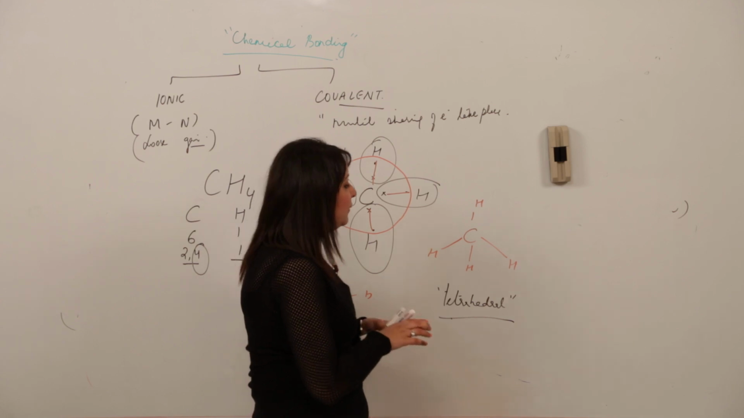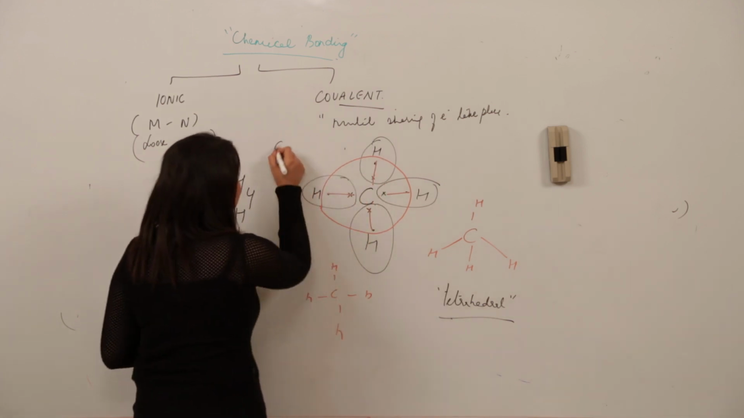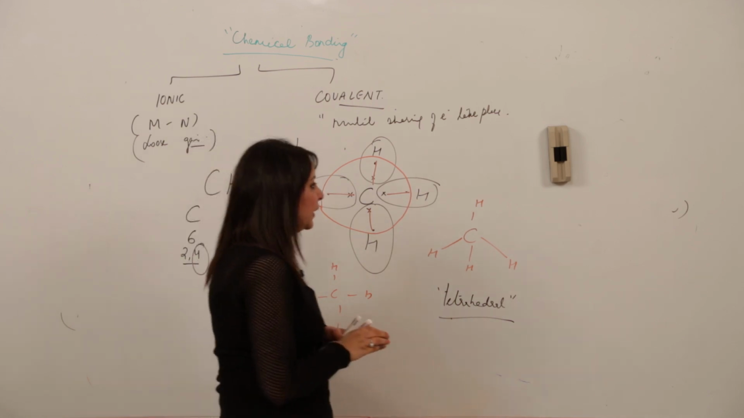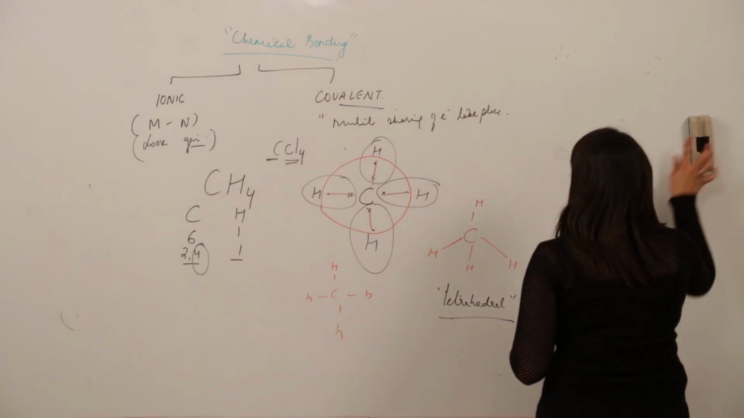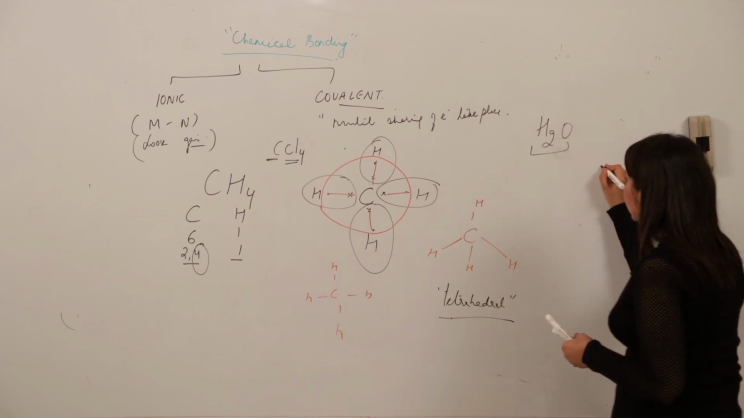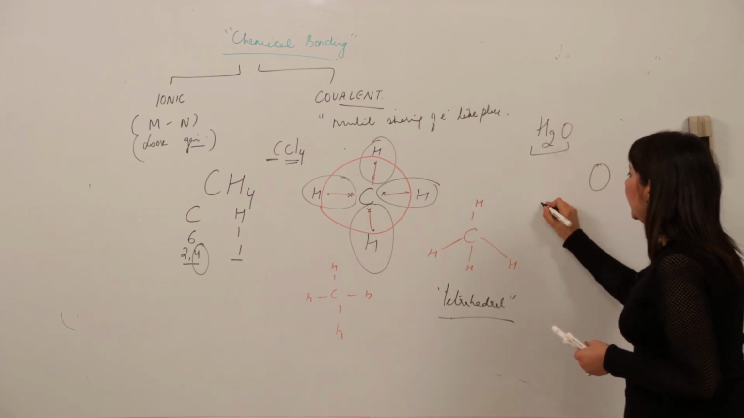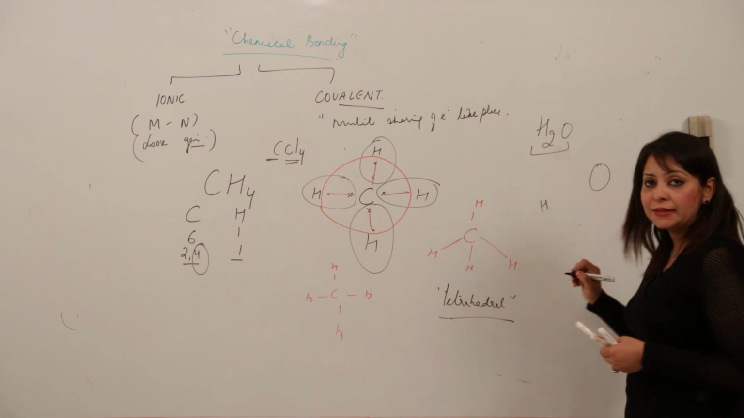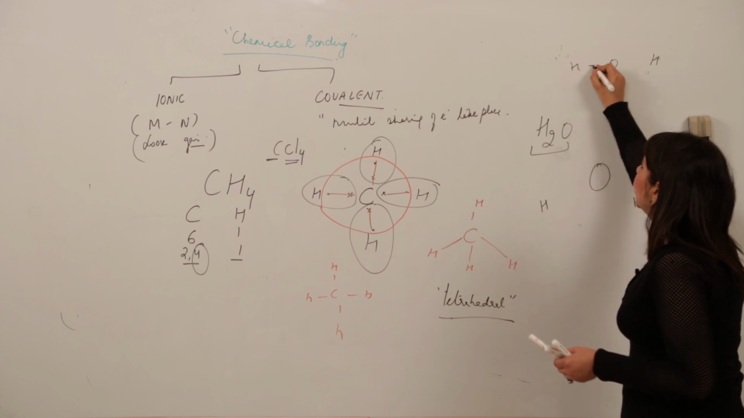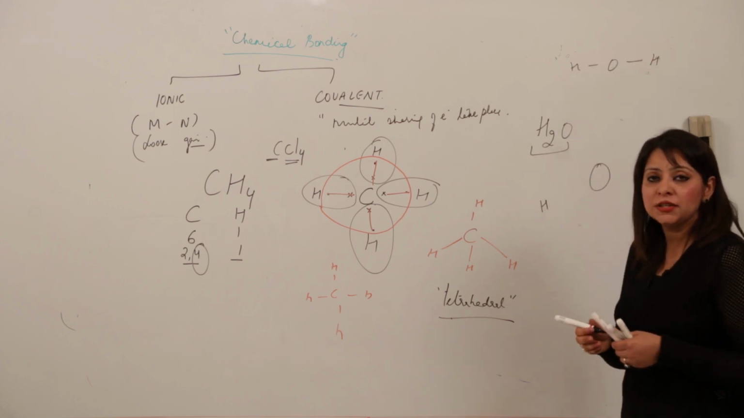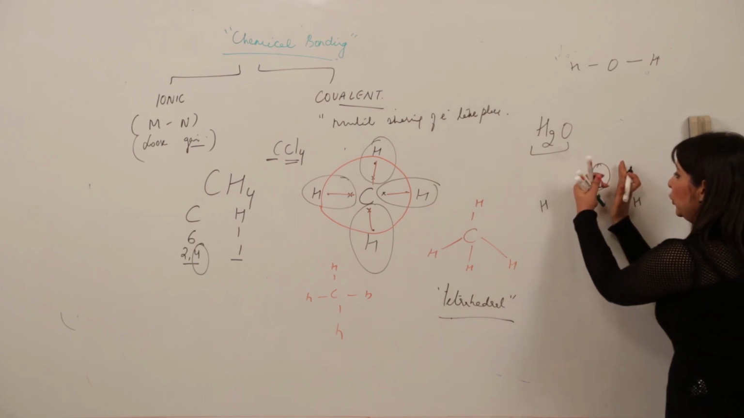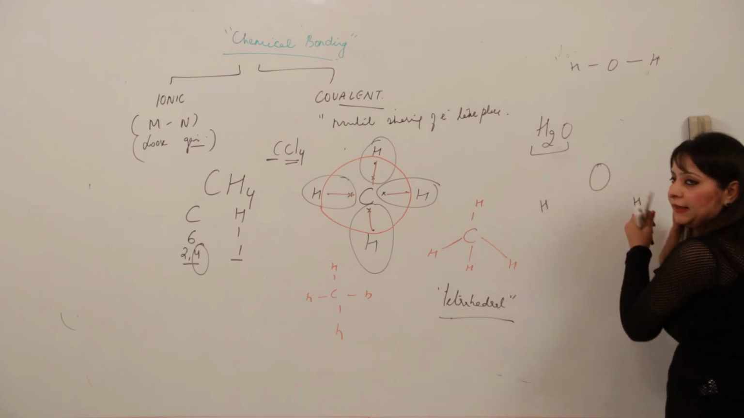Right. Similarly, we can do it for CCl4 the same way: C surrounded by 4 Cl. And if you wish to do it for water, how will you do it? Oxygen in the center, surrounded by two hydrogen atoms. Again, it also has repulsion, so the geometry is distorted. You can't make it this way because it has a certain kind of repulsion, which distorts the geometry. So just try to remember that: put oxygen here and hydrogen on this side and this side.